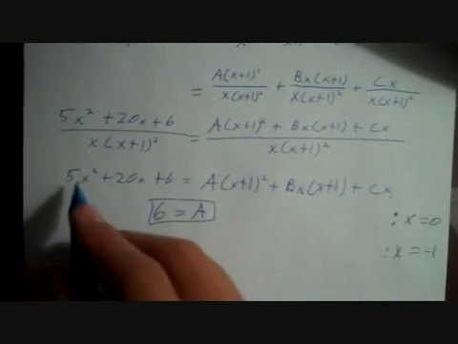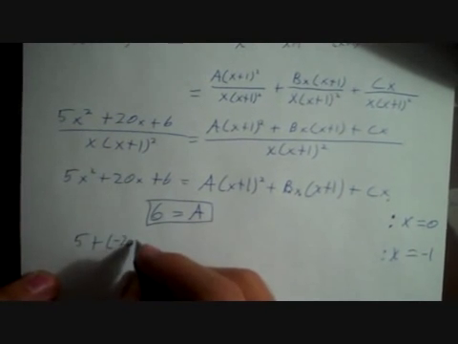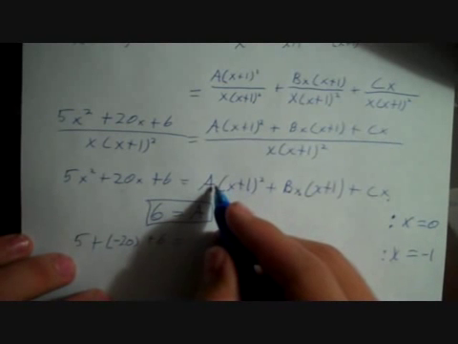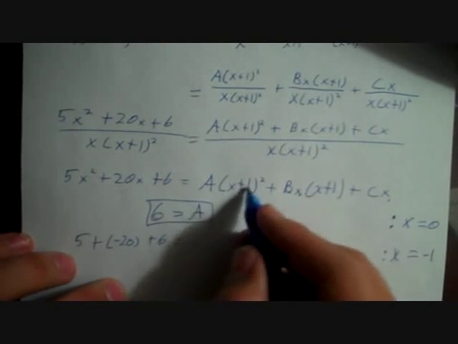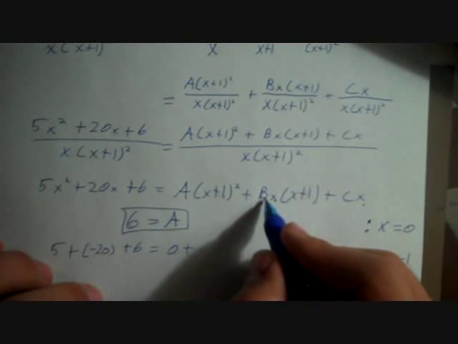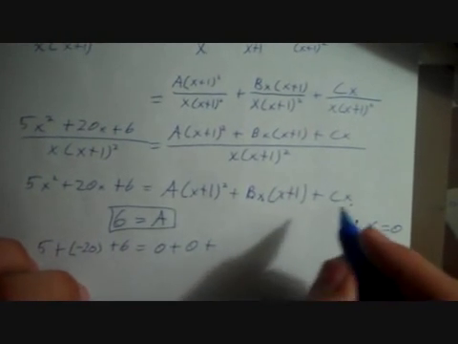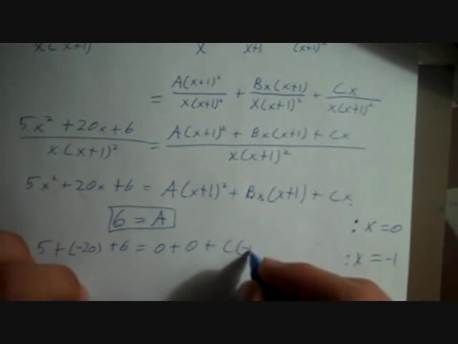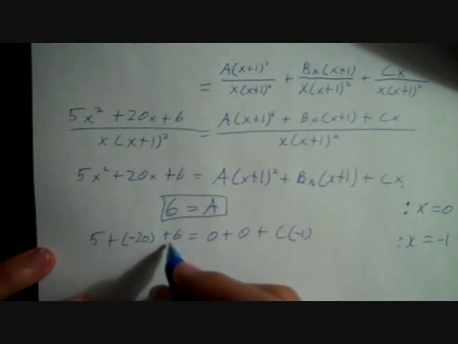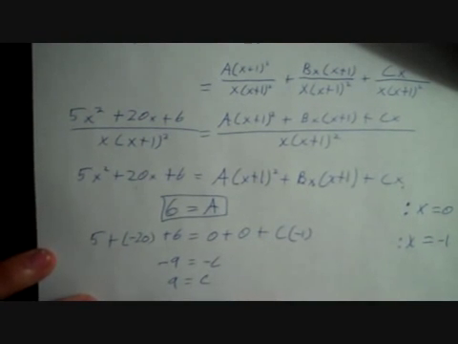So if x equals negative 1, we'll have 5 times negative 1 squared, so that's 5 times 1, so that's 5, plus 20 times negative 1, so that's negative 20, plus 6 equals a times, so if x equals negative 1, this will be 0, so 0 squared is 0, and a times 0 is 0, so we can ignore that. And then b times negative 1 times x plus 1, well, x plus 1 is 0, so this whole thing will be 0 too, plus c times negative 1. So we're left with 5 minus 20, so that's negative 15, plus 6, so that'll be negative 9, equals negative c. So 9 equals c.